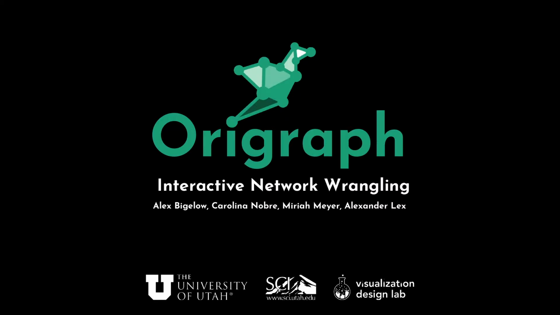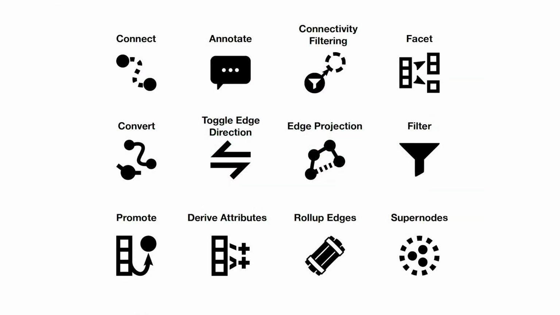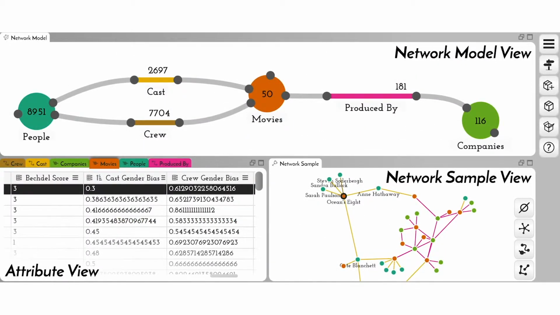In this video, we introduce Origraph, a data wrangling tool for network data. In the companion paper, we describe 12 network reshaping operations that can be used to transform networks in many different ways to answer specific analysis questions. Origraph implements all of these operations in a web-based system that analysts can use without having to write code.